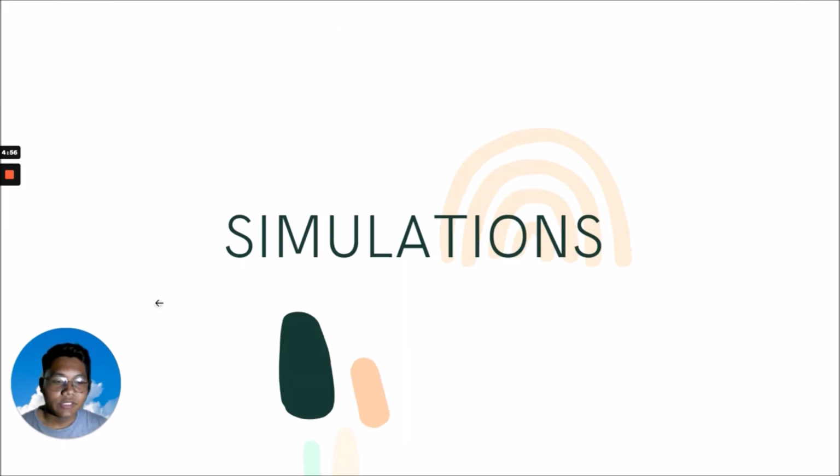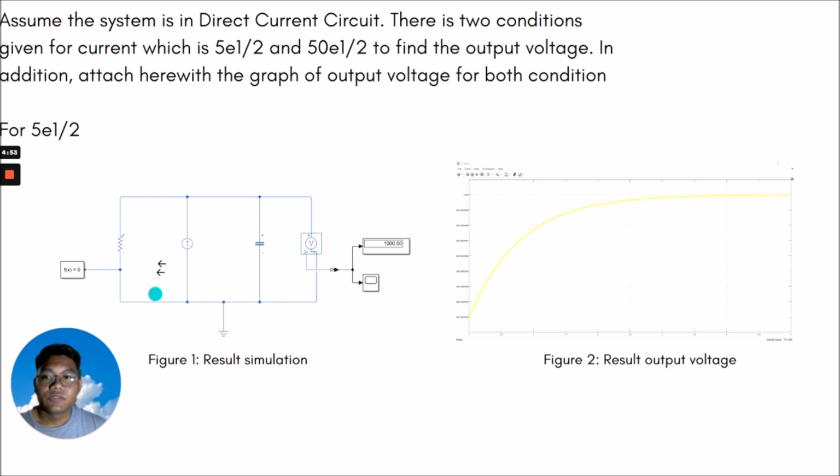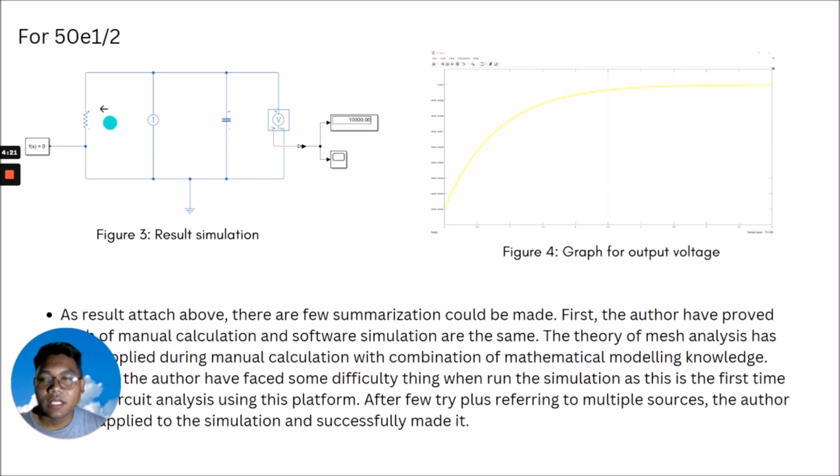For the simulation part, assume that the system is a direct current circuit. There are two conditions given for the current, which are 5 e to the power of negative t and 50 e to the power of negative t, to find the output voltage across the capacitor. Attached here are the graphs of the output voltage for both conditions. In the simulation just now, I showed the result and also the circuit that we created in Simulink. And this is for the second value.